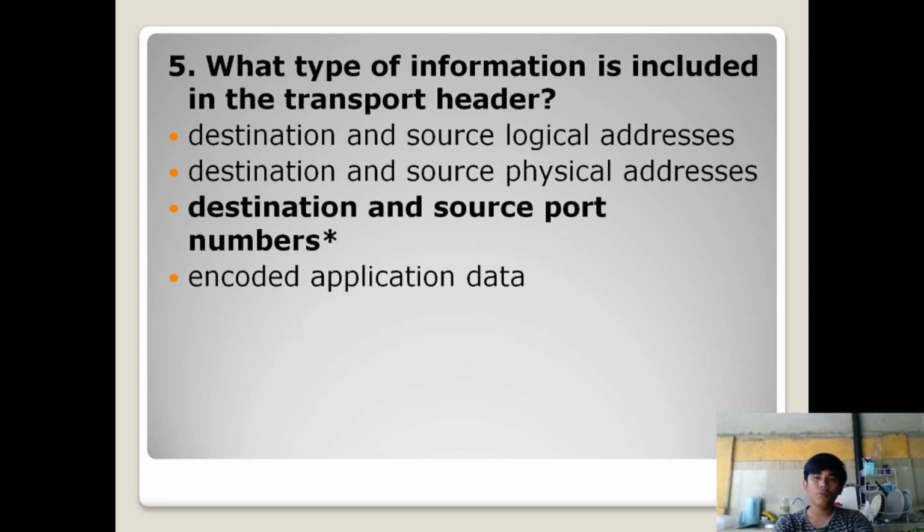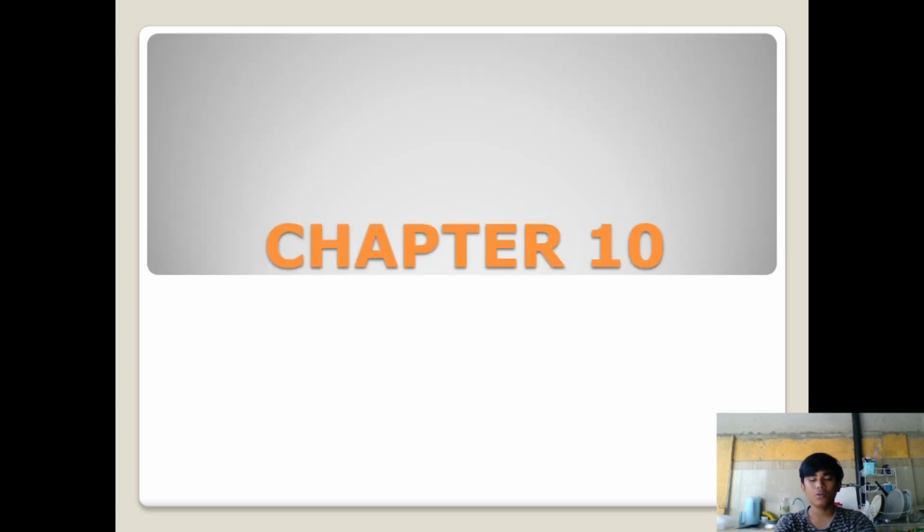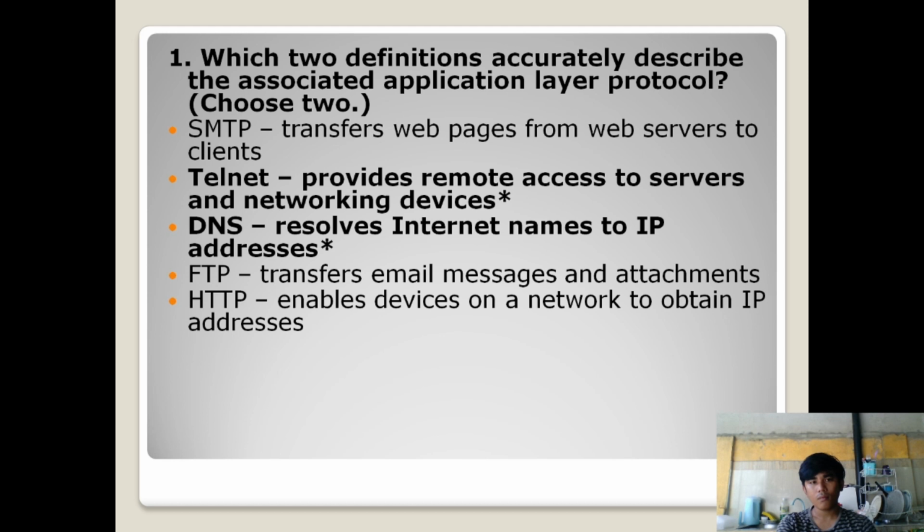What type of information is included in the transport layer header? So my answer in this question is the destination and source port numbers. So chapter 10, which two definitions accurately describe an associated application layer protocol? Choose two. So my answer is, first, Telnet provides remote access to servers and networking devices. Second is DNS resolves Internet names to IP addresses.